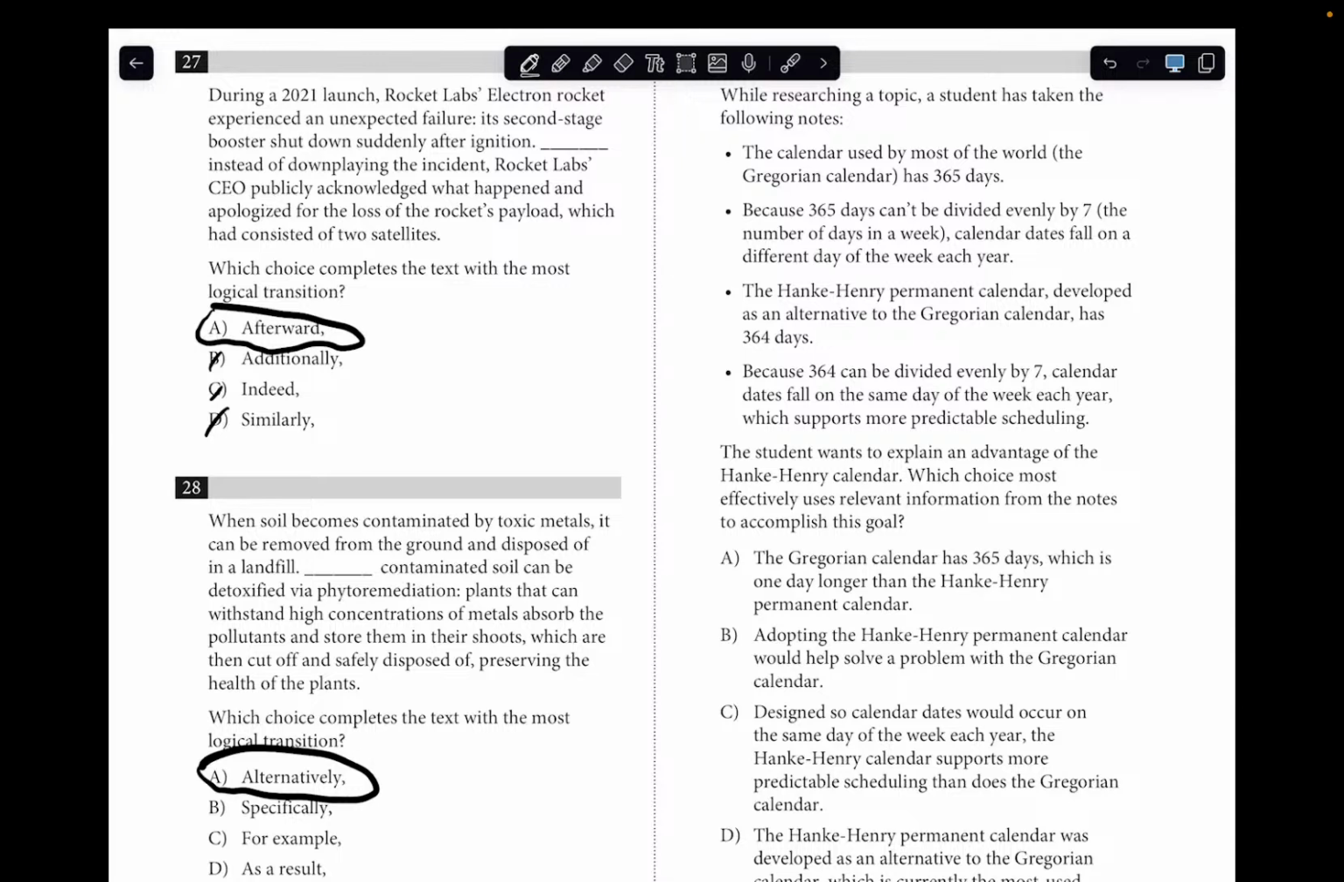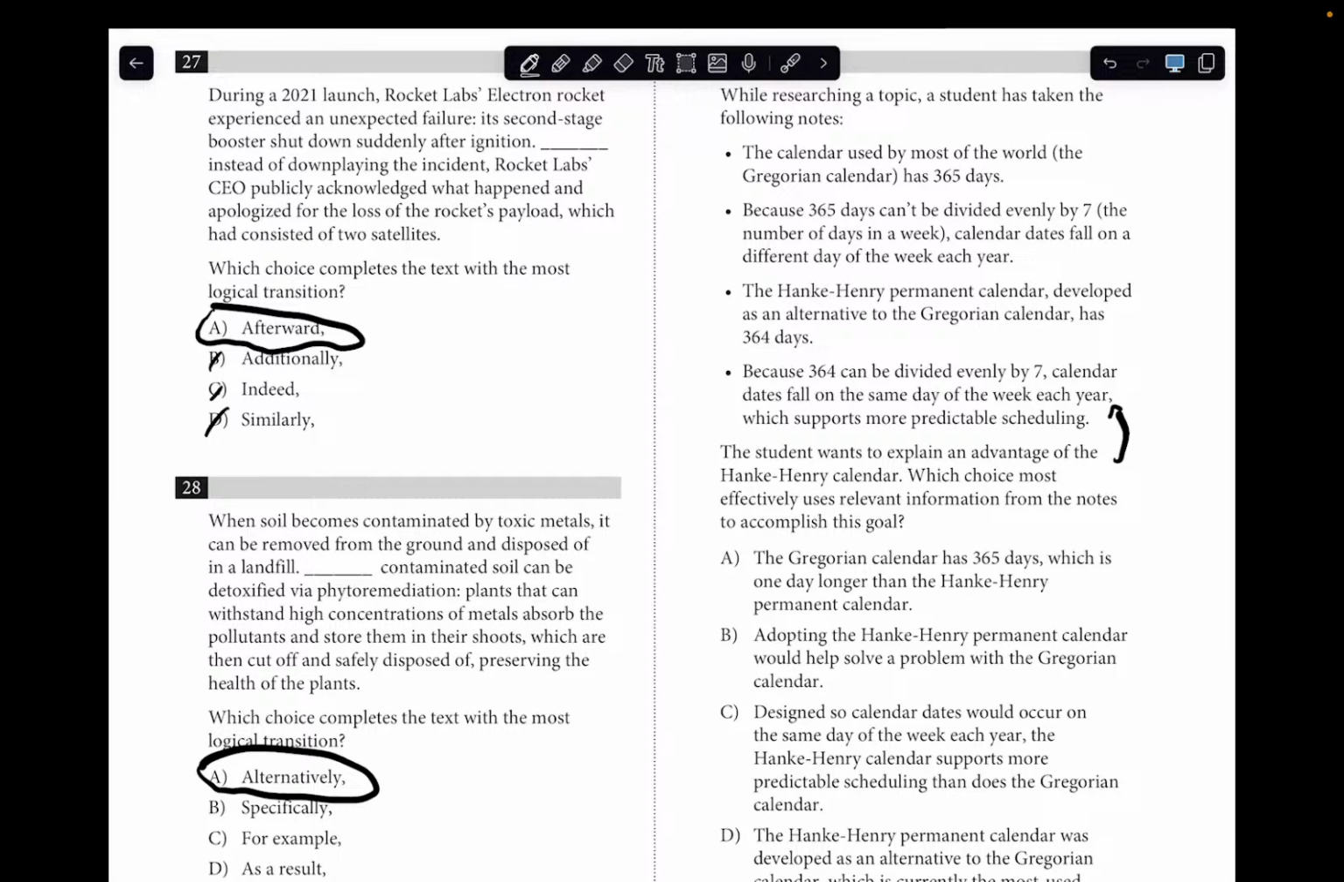The Hank Henry permanent calendar, developed as an alternative to the Gregorian calendar, has 364 days. And because 364 days can be divided evenly by 7, calendar dates fall on the same day of the week each year, which supports more predictable scheduling. A student wants to explain the advantage of the Hank Henry calendar. And that really is described in that last bullet point.